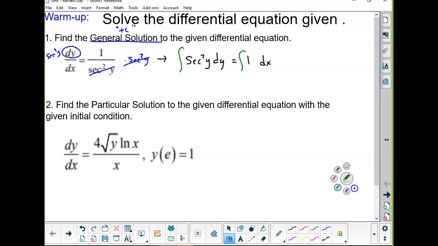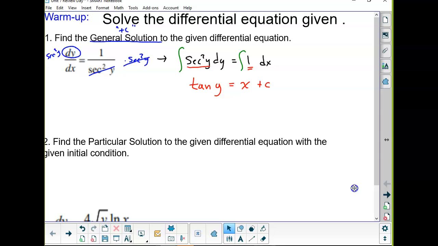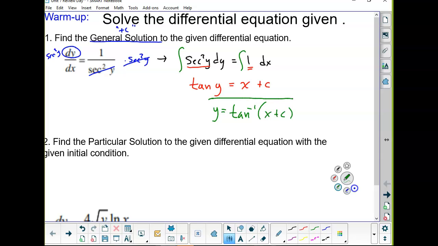Now, all this is an antiderivative fact. Whose derivative gives me secant squared? So that's tangent of y. And then whose derivative gives me 1? That's just x plus c. And then the last step is, how do I get rid of tangent? We can't divide. We have to do the inverse. And then in this case, the constant is inside of those parentheses. So we just haven't done one with trig functions in a while. That's why I threw that one out there.